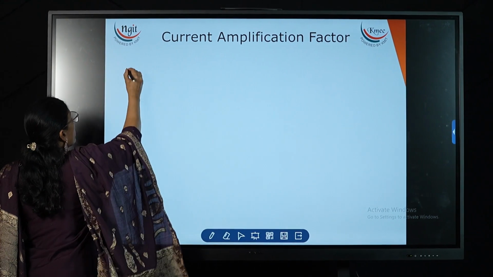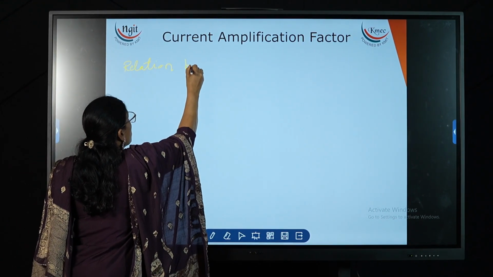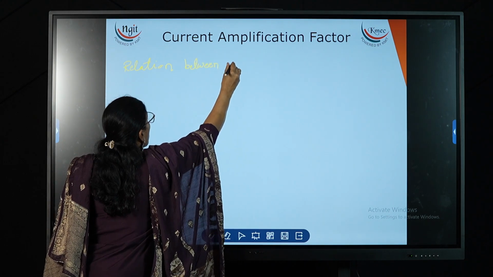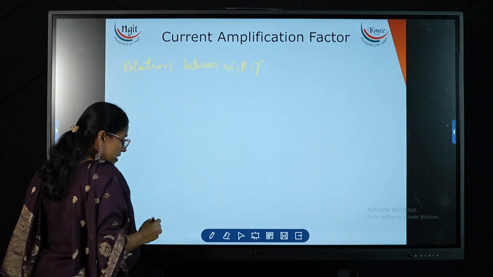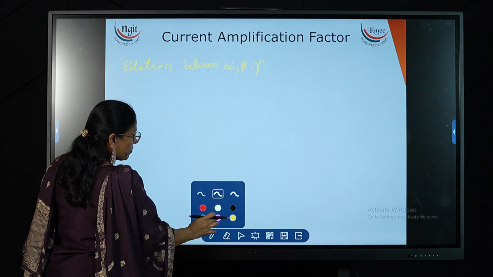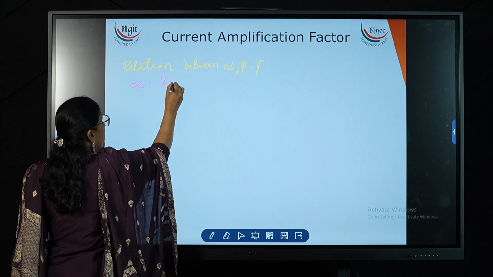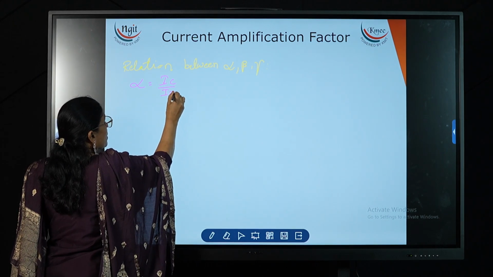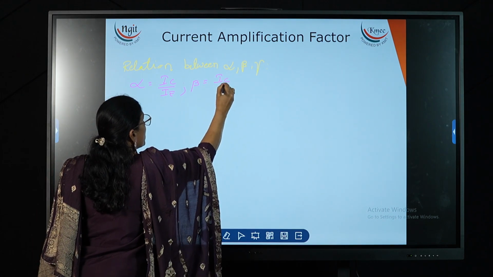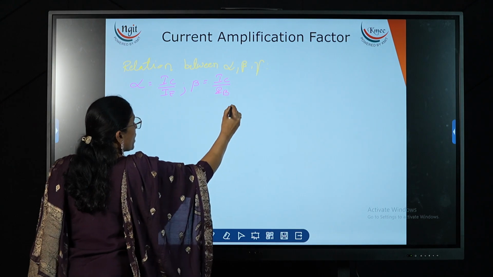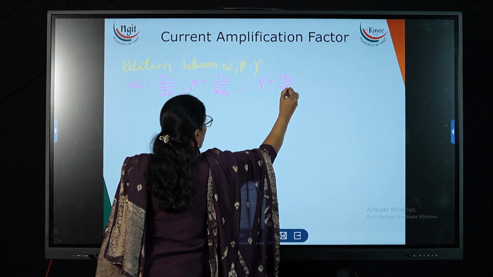Now we need to derive the relation between alpha, beta, and gamma. We have already seen that alpha is equal to IC divided by IE, beta is equal to IC divided by IB, and gamma is equal to IE divided by IB.